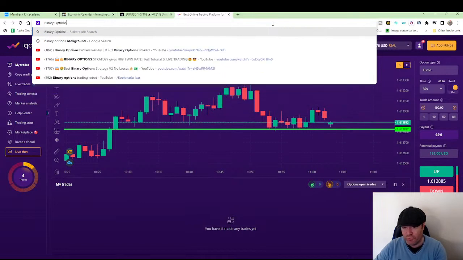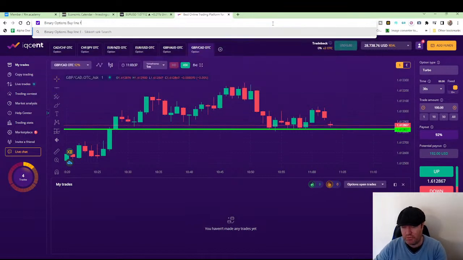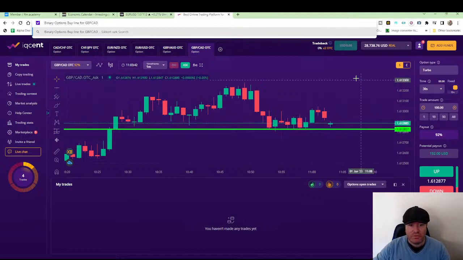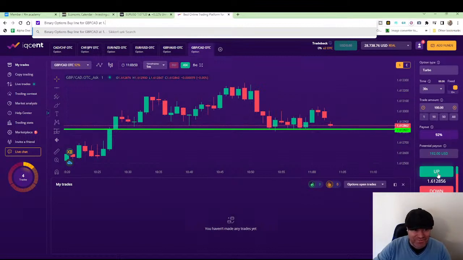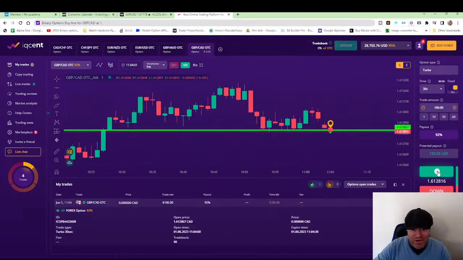Binary options buy line for GBP CAD. I can still write at 1. I can't write while I'm waiting. Let's see if I can get in. Come on, come on. There we are. Yeah. Got a spike down. I will not consider this one more now, even if I win. It broke the line basically. We don't like when they break a line.